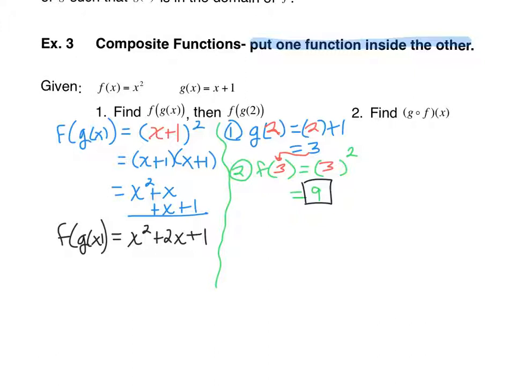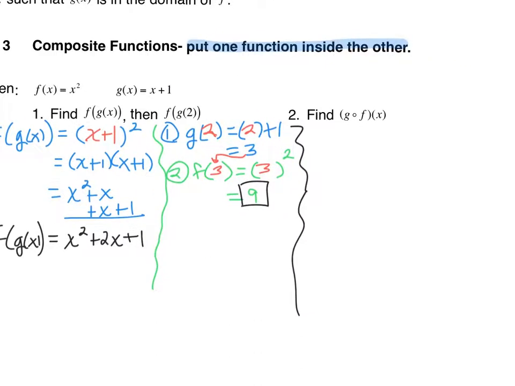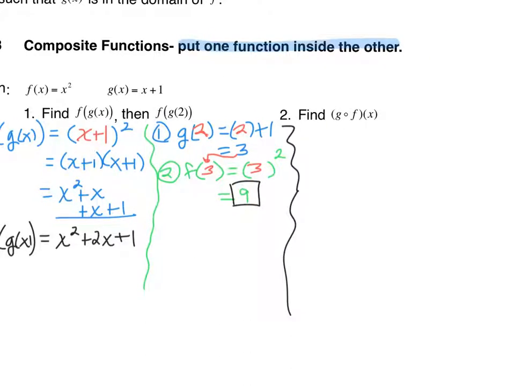All right, last problem on this page. We're going to find g of f of x. I want you to pause the video and find g of f of x. All you have to do is take the f function and substitute it into the g function. So the f function gets substituted into the g function. Pause the video, do it, and then restart it.